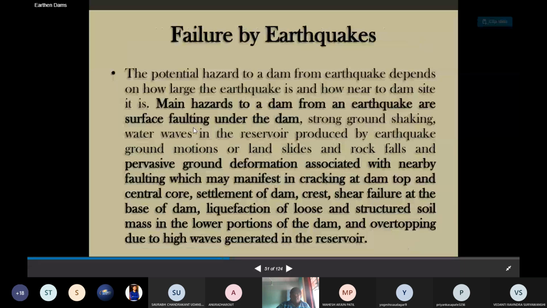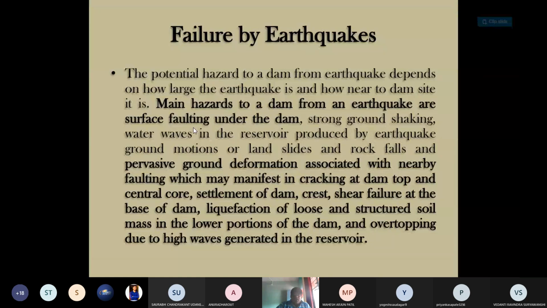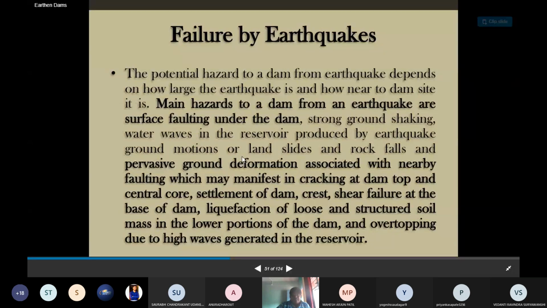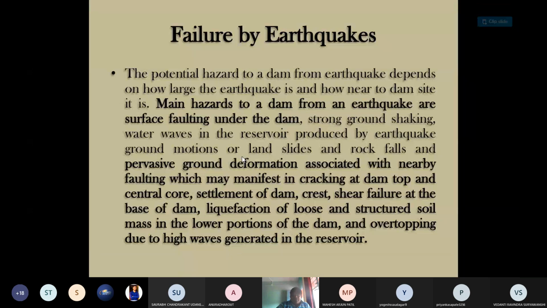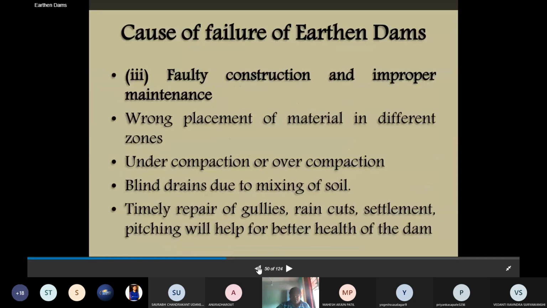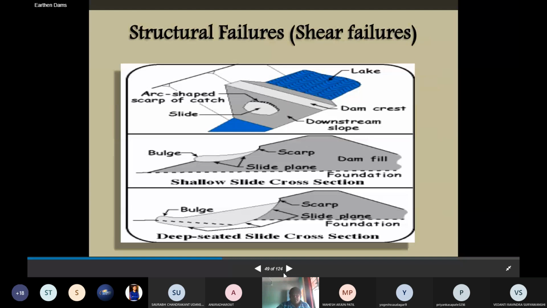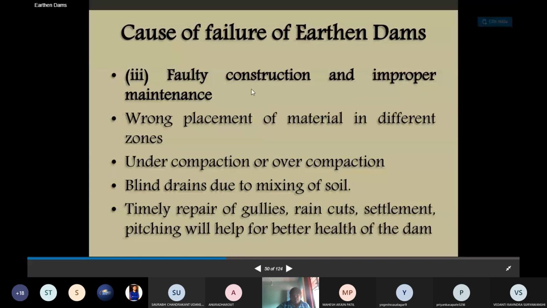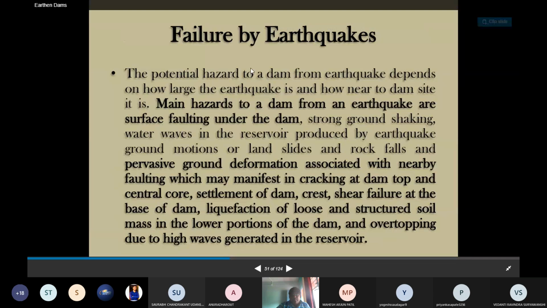Then a very important part, the fourth one: failure occurring due to an earthquake. It is a natural calamity where you have to observe this failure. That is the causes of failures of an earthen dam. The third one is faulty construction and improper work, that is, poor workmanship is one of the reasons. And the second reason I want to tell you about is the earthquake.